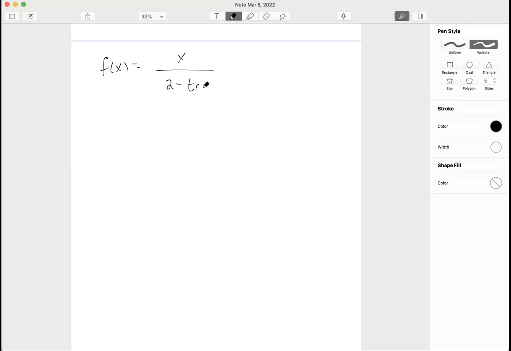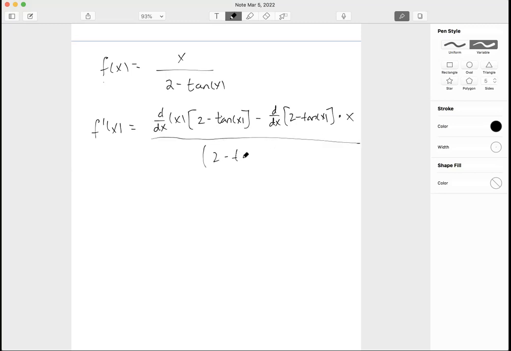2 minus tangent of x. Okay, so this one is a quotient rule. So the derivative, we take the derivative of the numerator times the denominator and then minus the derivative of the denominator times the numerator, and all divided by the denominator squared. Okay, let's just do it.